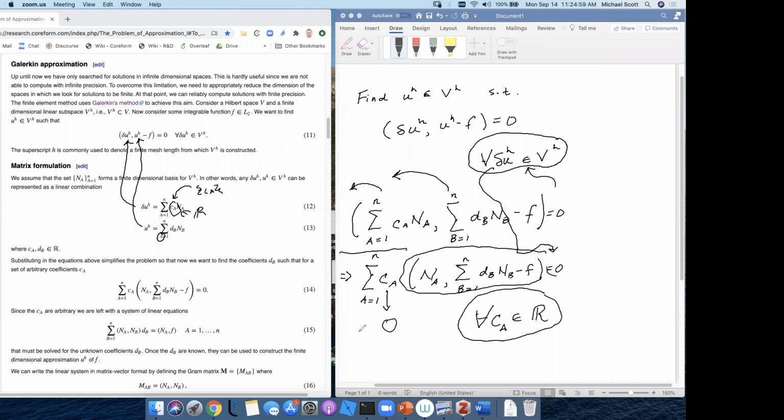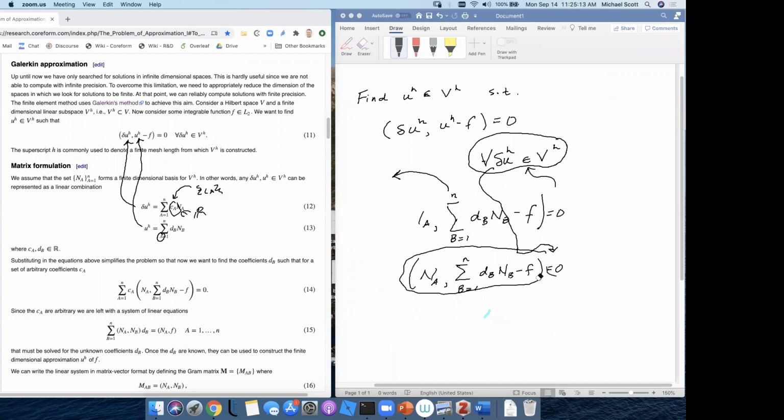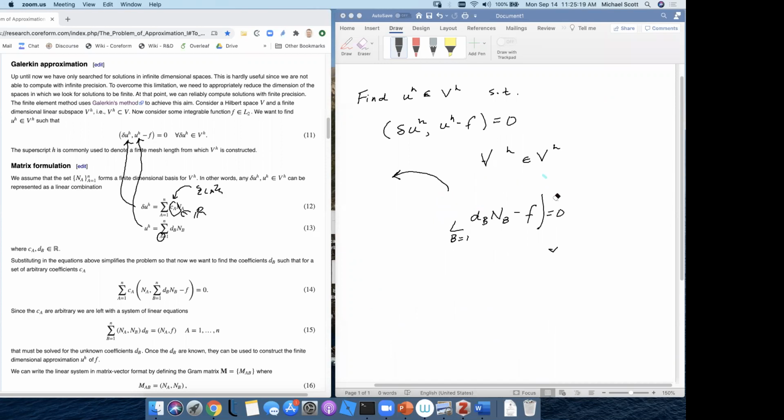So in other words, let me erase this. Why couldn't it be non-zero at the times when CA is 0? Because it could be, but remember, it has to hold for every possible CA. Think about the logic there. It has to hold for every CA, including the ones that are positive.